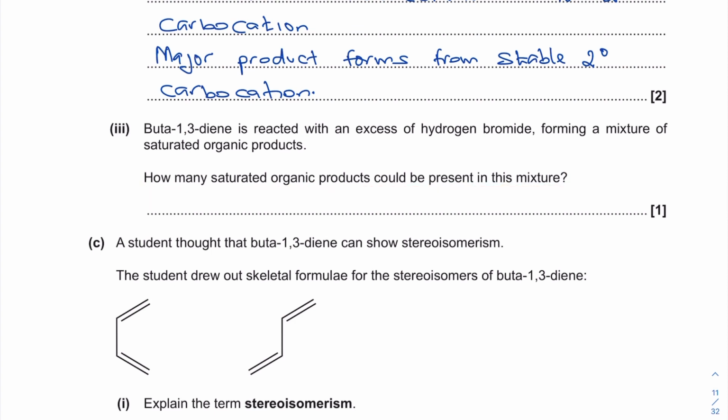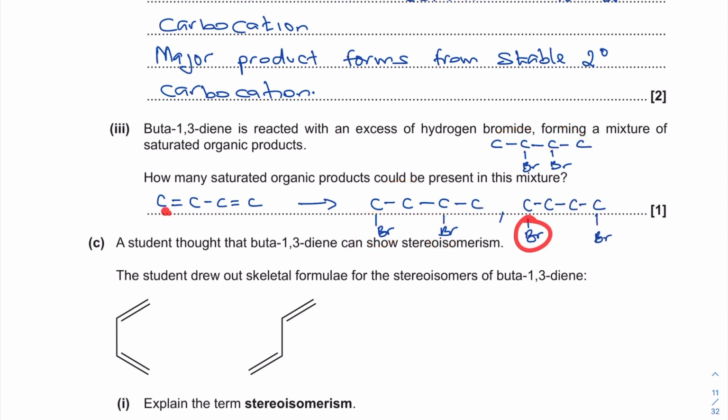So this is the buta-1,3-diene, and when reacted with hydrogen bromide, we could get a product where the Br goes there and there. Or we could get a product where Br goes here and here, and the rest are hydrogens. And the final one would be where Br goes here and Br goes there. So we have 3 different possibilities. So we could put 3 there.